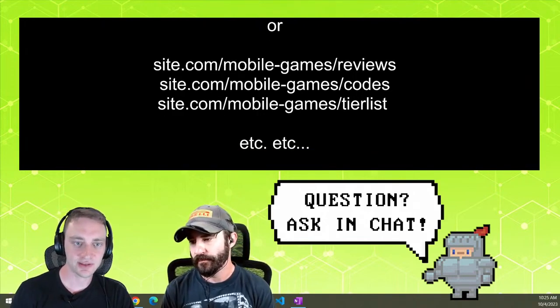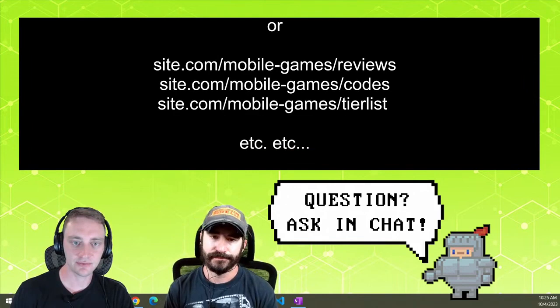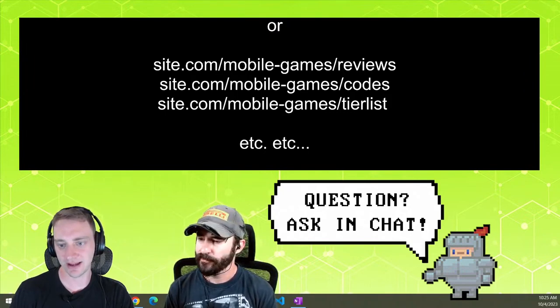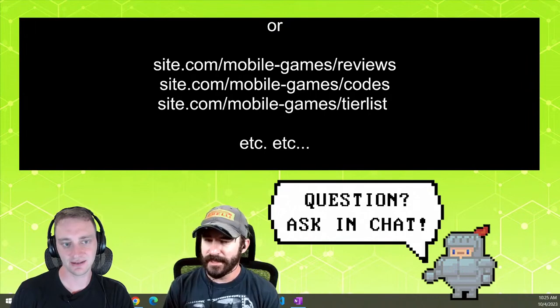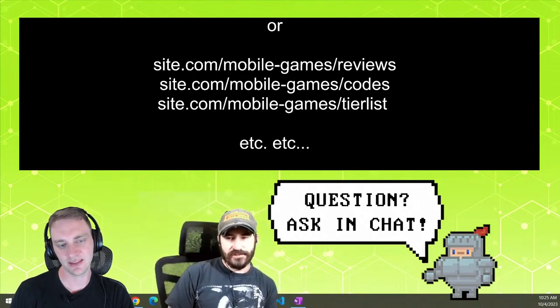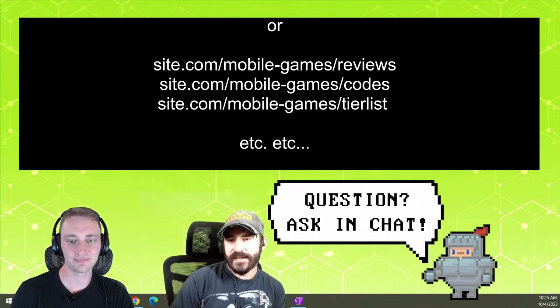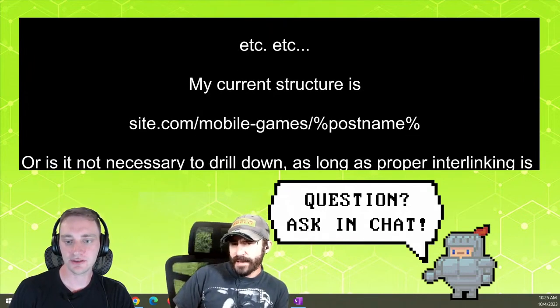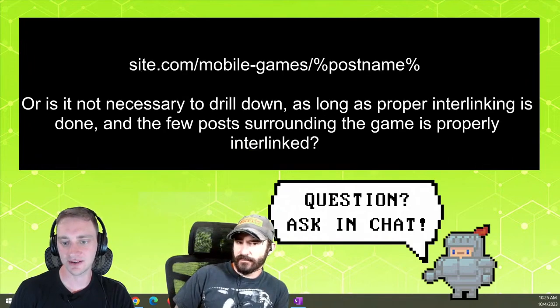So here's the other option: site.com/mobile-games/reviews, codes, tier list. I like the other one better. I like keeping it per game, I guess. They both work though. Either of these would work. My preference is always to keep it shorter.